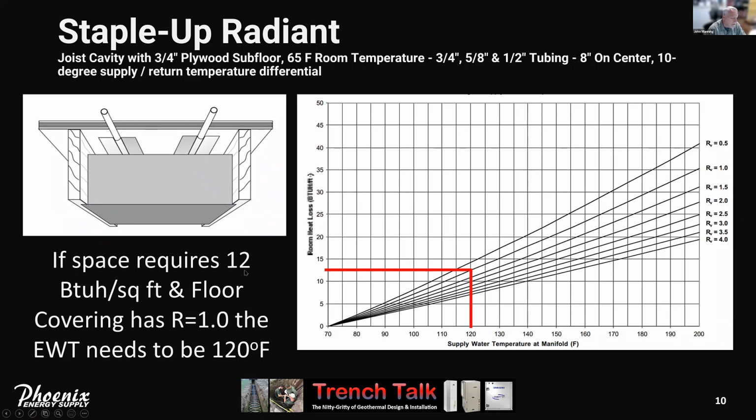Now, 12 BTUs a square foot is new construction today. You go back 20 to 40 years ago, houses were more like 18 to 23 BTUs a square foot. So let's use 20. If I'm in a slightly older home, 20 BTUs a square foot, suddenly I need 147, 148 degrees. Simply not a good fit for a higher load system. If you can keep your loads low, then staple up indeed can work.